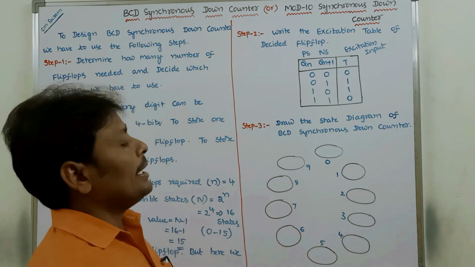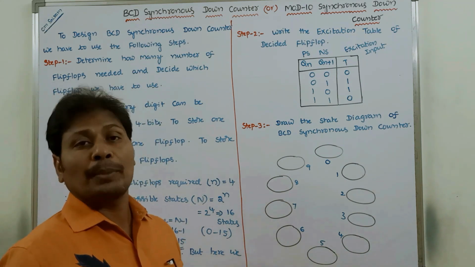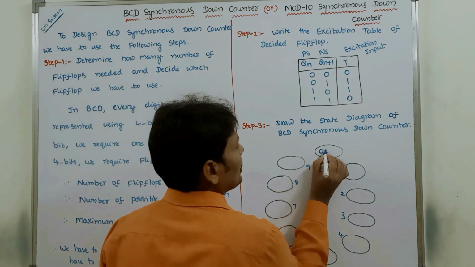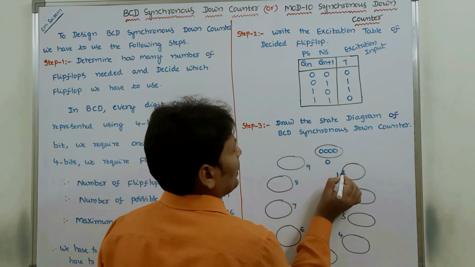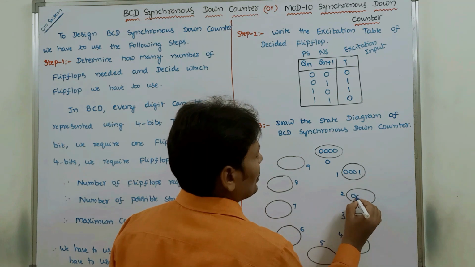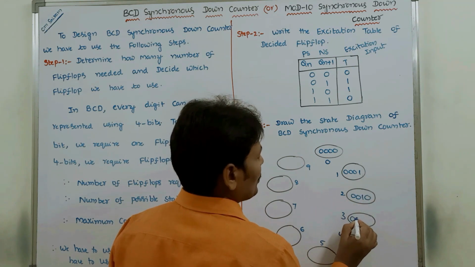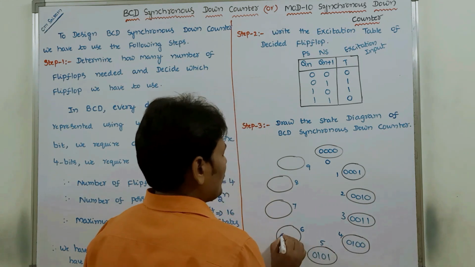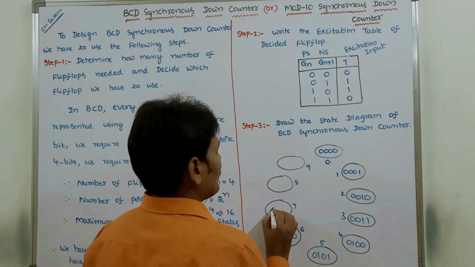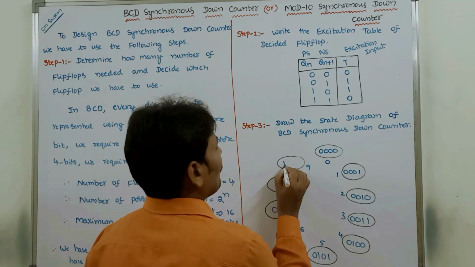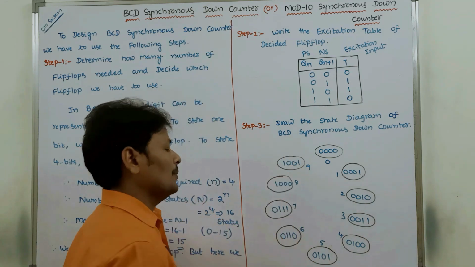Next, each and every state can be represented using 4 bits. So here this is 0, 0, 0, 0. Here this is 0, 0, 0, 1. Here 0, 0, 1, 0. 0, 0, 1, 1. 0, 1, 0, 0. 0, 1, 0, 1. 0, 1, 1, 0. 0, 1, 1, 1. 1, 0, 0, 0. 1, 0, 0, 1.